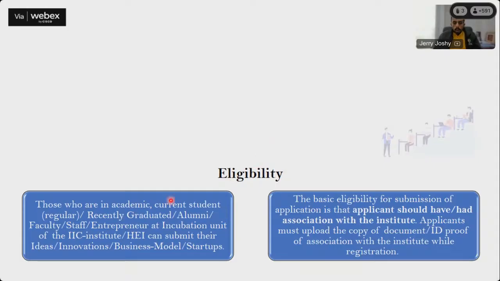Those who are in academia, that can be the current students who are regular or recently graduated students, or even the alumni, faculties, or the entrepreneurs who are part of the incubation unit of the IIC or the HEI, can submit their ideas, innovations, and business models on this platform. So the basic eligibility for the submission of the application is that they should be associated with the institution in some way or the other, because while registering, a copy of the document or the ID proof in association with the institution needs to be submitted for the registration.